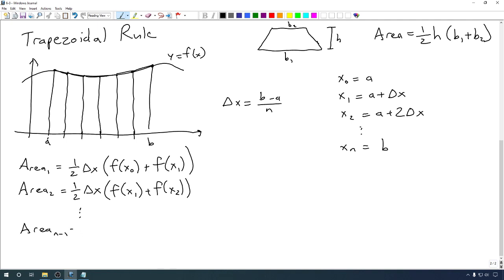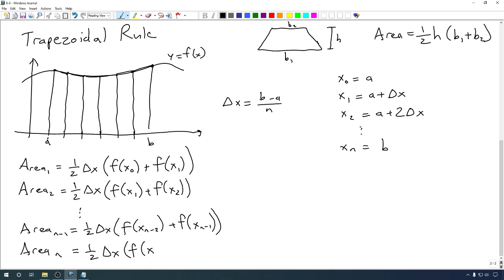So I'm going to go ahead and put in the last two as well. The n-1 trapezoid is going to have f of x n-2 plus f of x n-1. And the area of the nth one, the last one, is 1/2 delta x times f of x n-1 plus f of x n. And we're just going to add all these together.